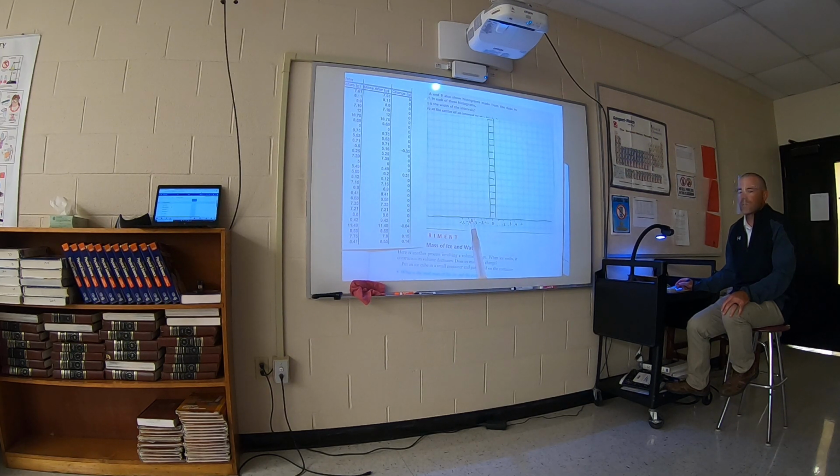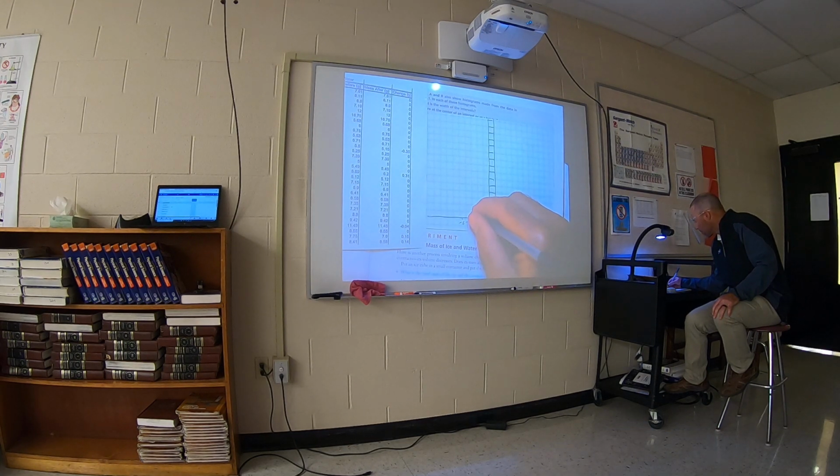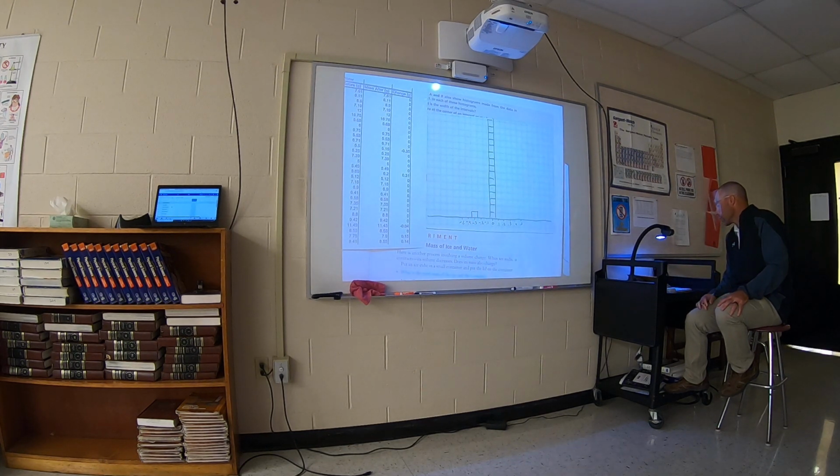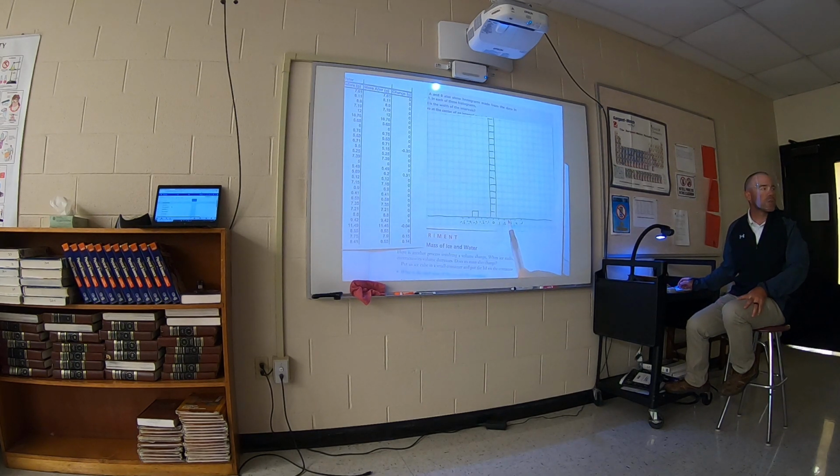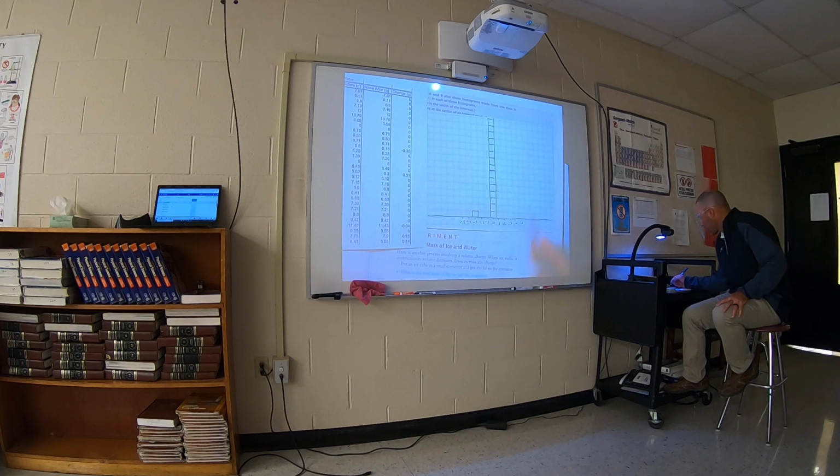If it's on the boundary, what's the rule? Which way does it go? It falls to one side or the other. It always falls to the right, so it's going to go there. Then we get a positive 0.31. That's in between 0.25 and 0.35, so we're going to color in this one, or just outline that one.